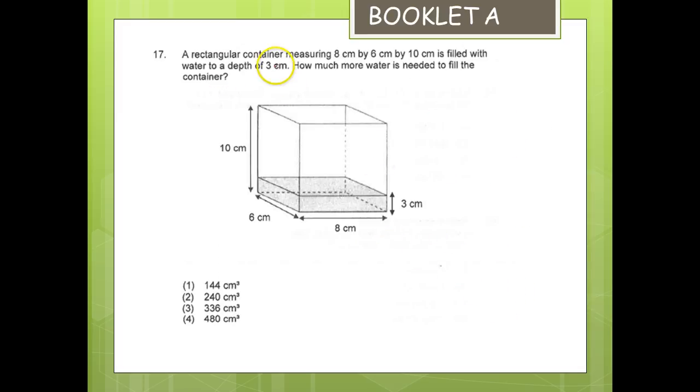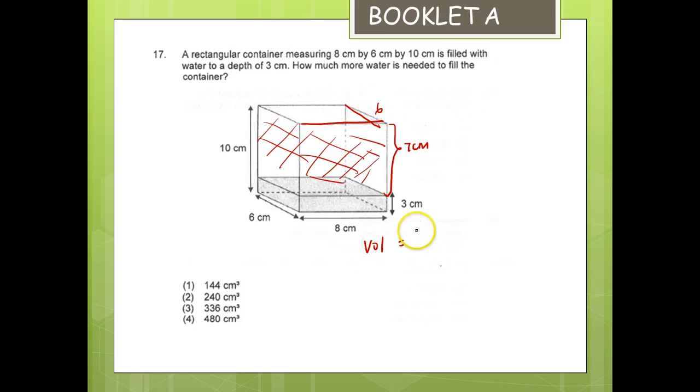Question 17. Rectangular container measuring 8 cm by 6 cm by 10 cm is filled to a depth of 3 cm. How much water is needed? So now I know that I need to fill up this part here, this volume. This is 10 cm, this is 3 cm. So this height is 7 cm. So I need to find how much water can I fill here. So I know my length is 8, my breadth is 6. So my volume is length times breadth times height. My length is 8 cm, my breadth is 6 cm, my height is 7 cm.